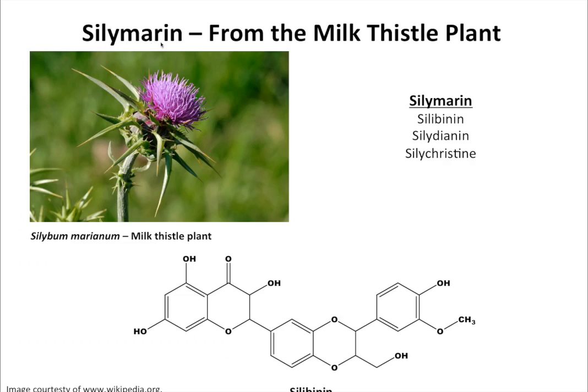There is also Silymarin, which comes from the milk thistle plant, which is shown here in this photograph. Silymarin is actually a mixture of a number of different compounds with three principal components consisting of silibinin, silidianin, and silicristin. The most important one, the most efficacious one is actually silibinin, whose structure is shown at the bottom of this slide.